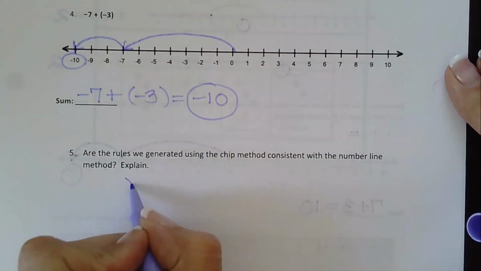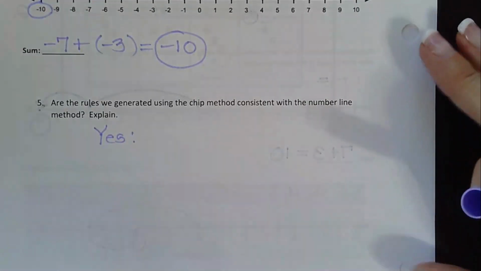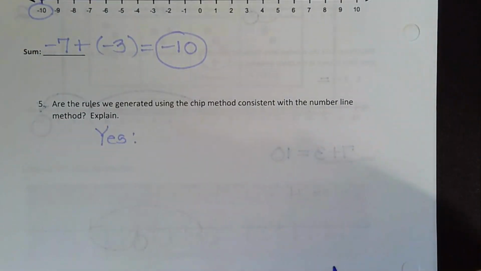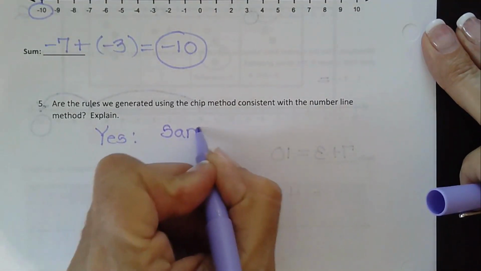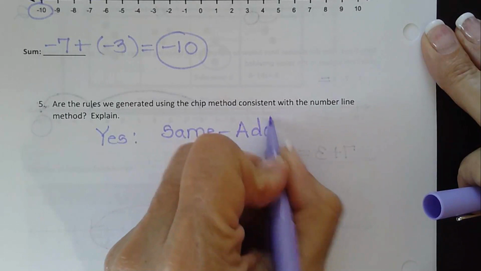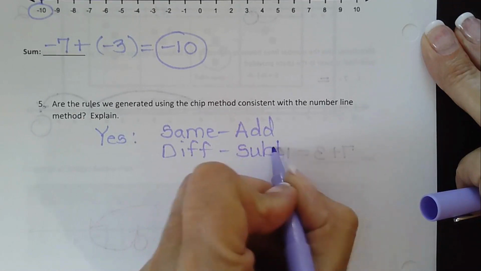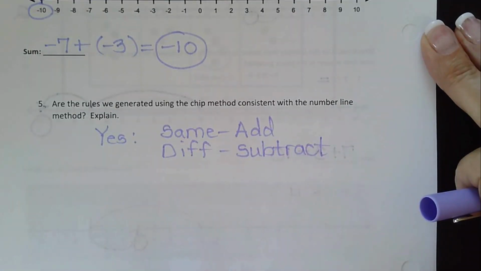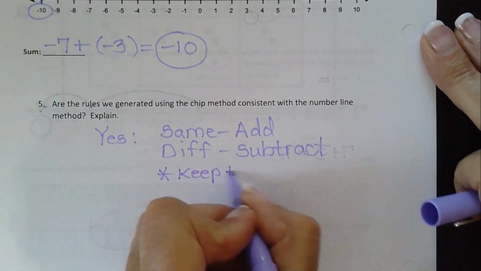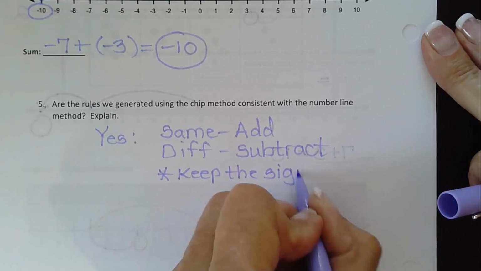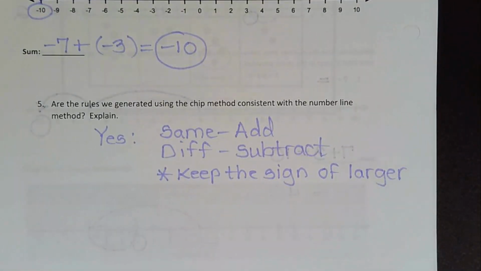And that would be yes. And let's just write the rules again, because the more we write them, the easier it will be to remember. Yes, the rules are the same. It doesn't matter whether we're using chips or the number line. Same, add, different, subtract, always keep the sign of the larger. So that's all you need to know for addition and subtraction. So exact same rules, and when we turn the page and start on subtraction, we're going to write those rules again.